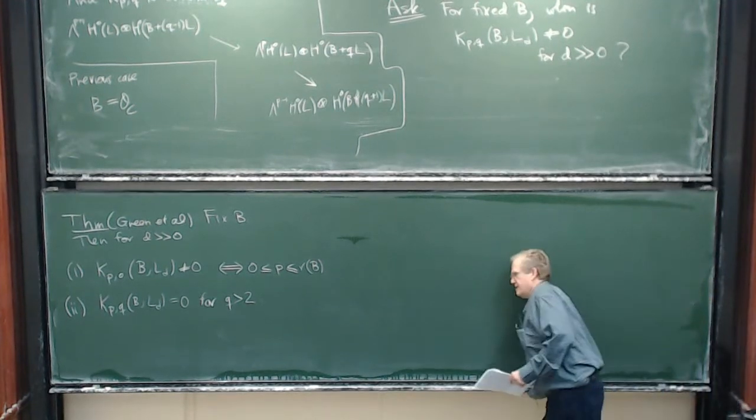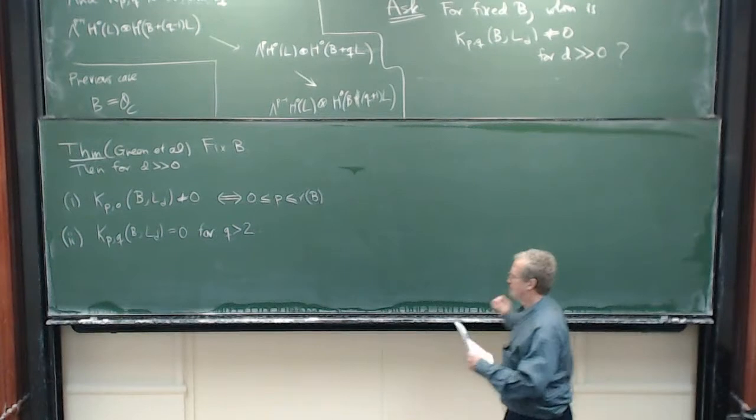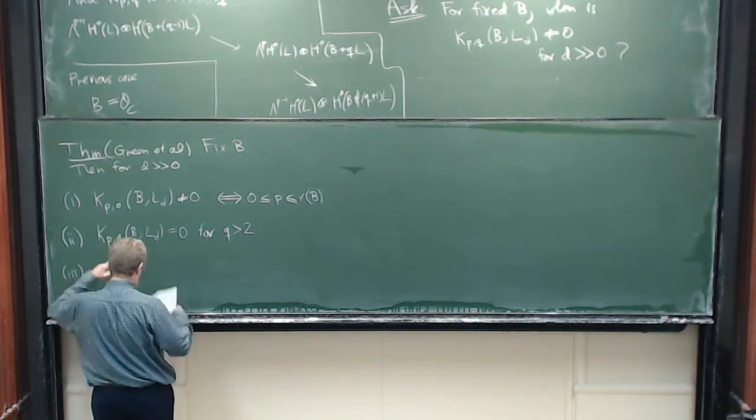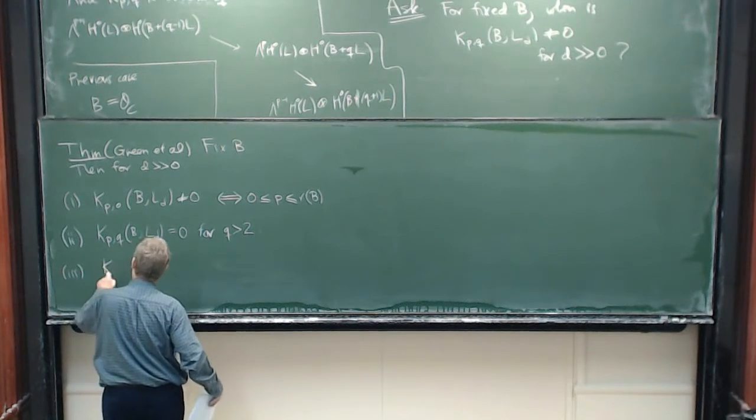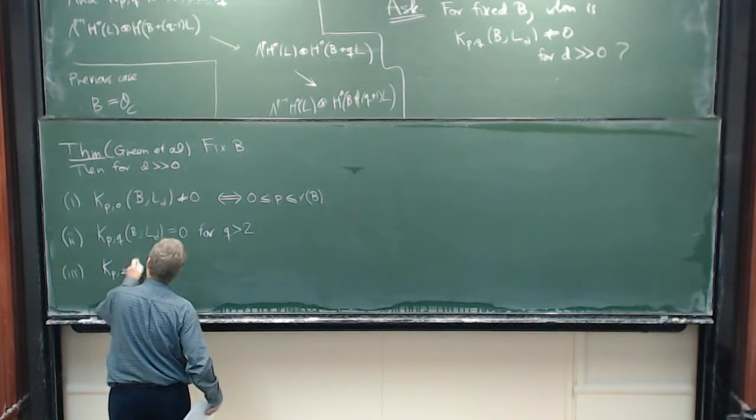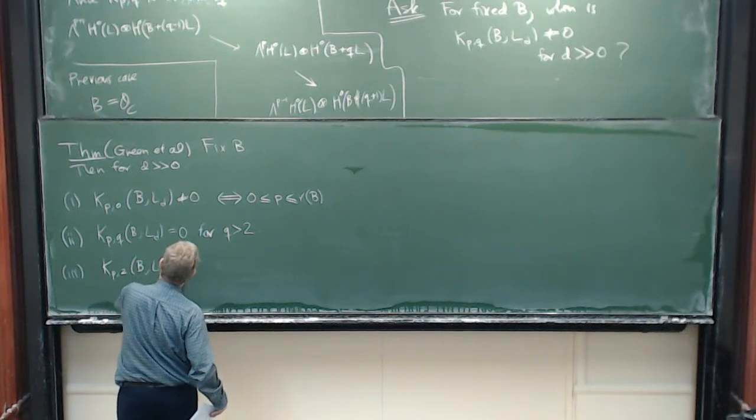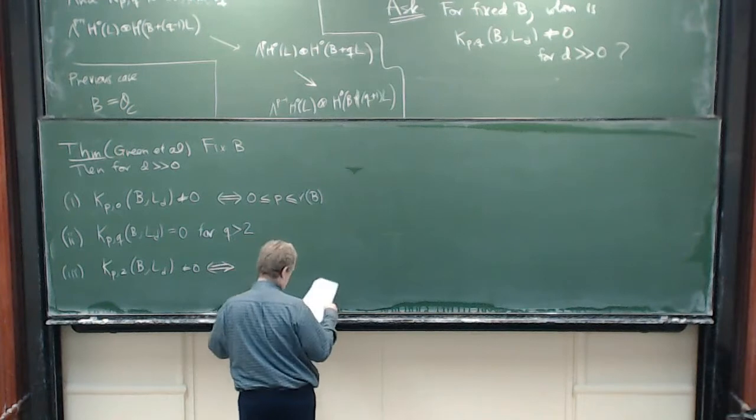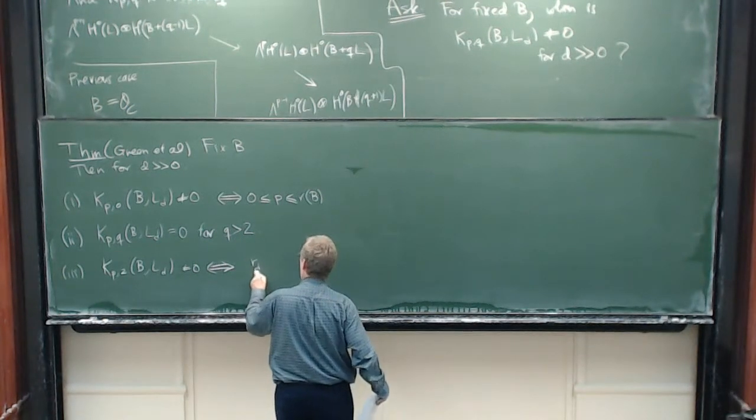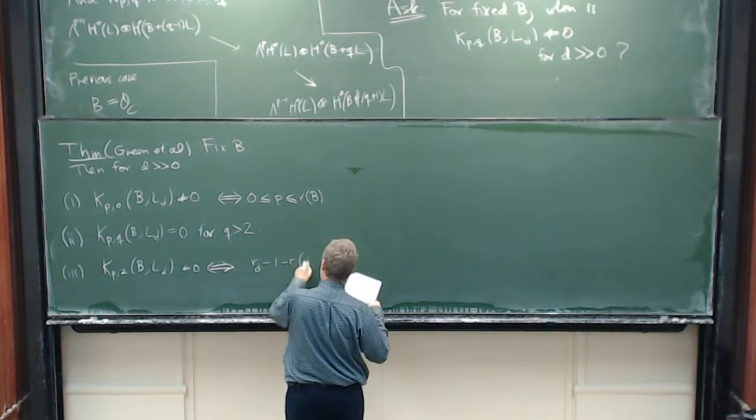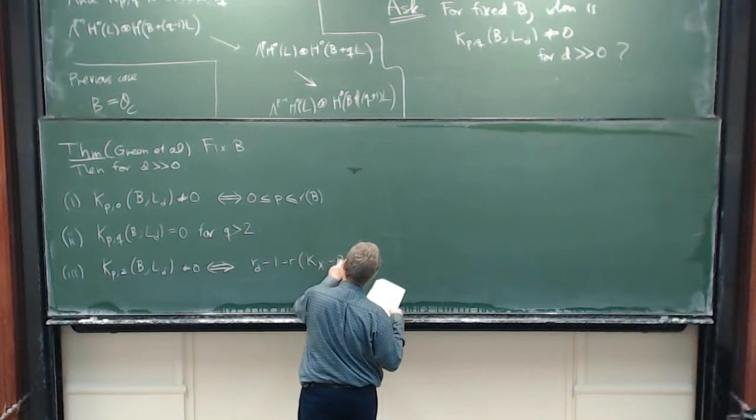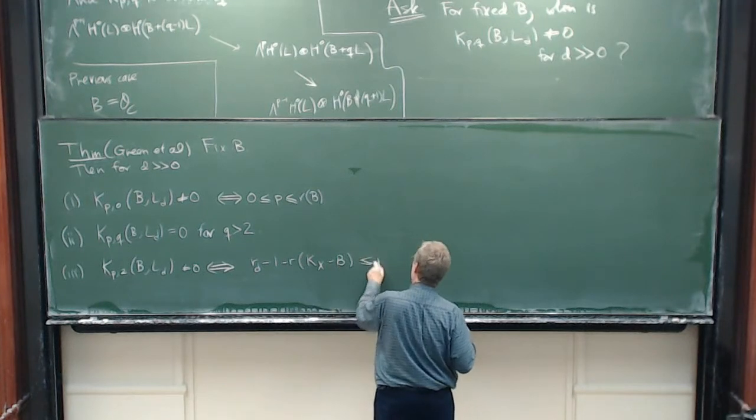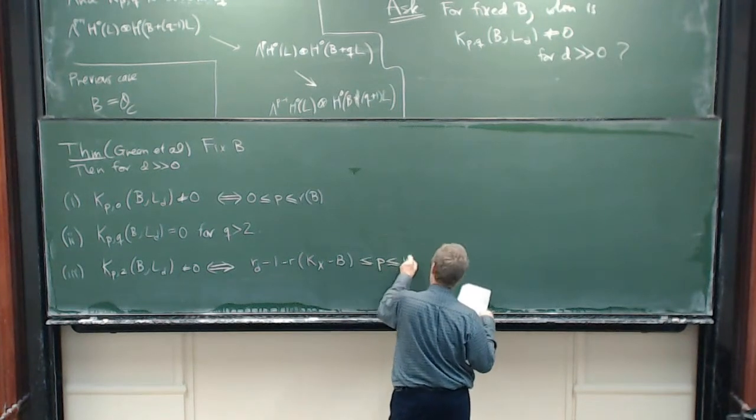And then the third statement, which is the most interesting one, is we can completely control the weight 2 syzygies. So the statement is that K_{P,2} of B with respect to L^d is non-zero if and only if what? Okay, so I'm going to illustrate it. r_d minus 1 minus r(K_X minus B) is less than or equal to P is less than or equal to r_d minus 1.